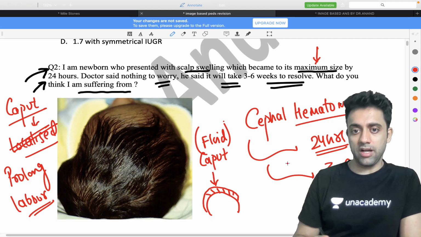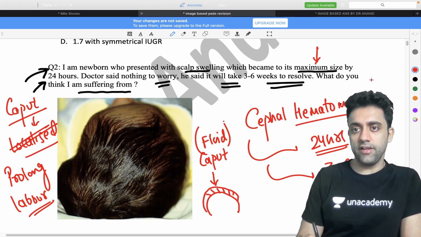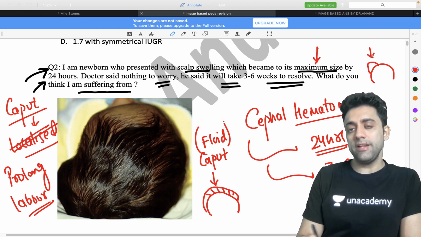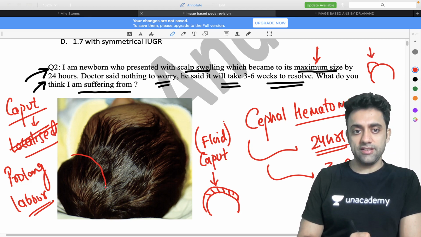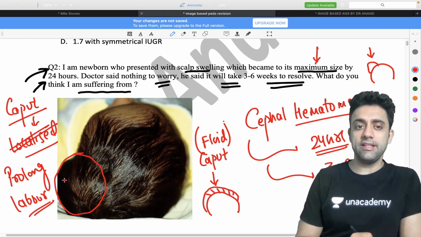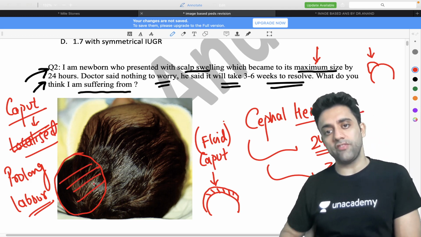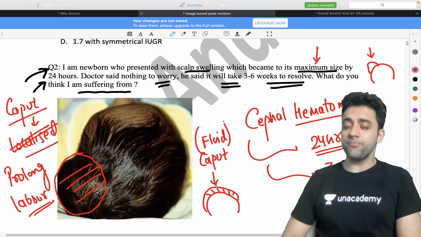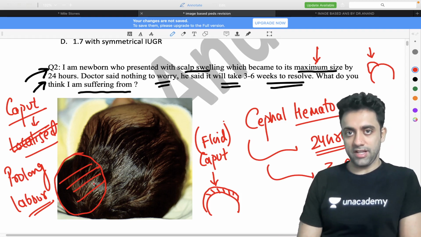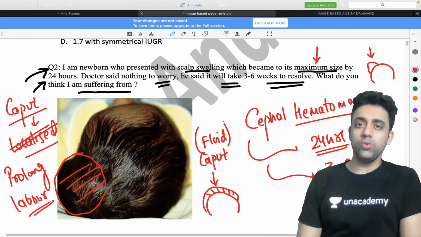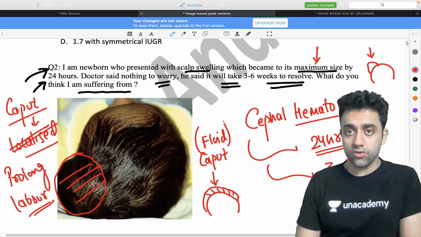Whereas hematoma, if this is the scalp, then hematoma is confined to the suture line. You can see in this picture itself, the hematoma is confined to one side, confined to the suture line. Whereas caput succedaneum is not confined to the suture line. Yes or no? Are you understanding?